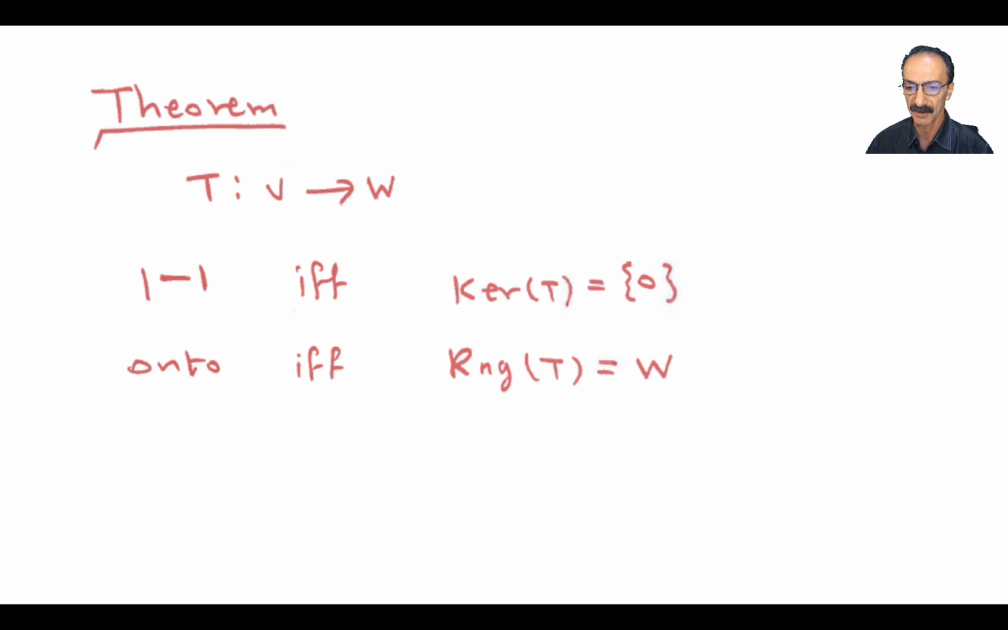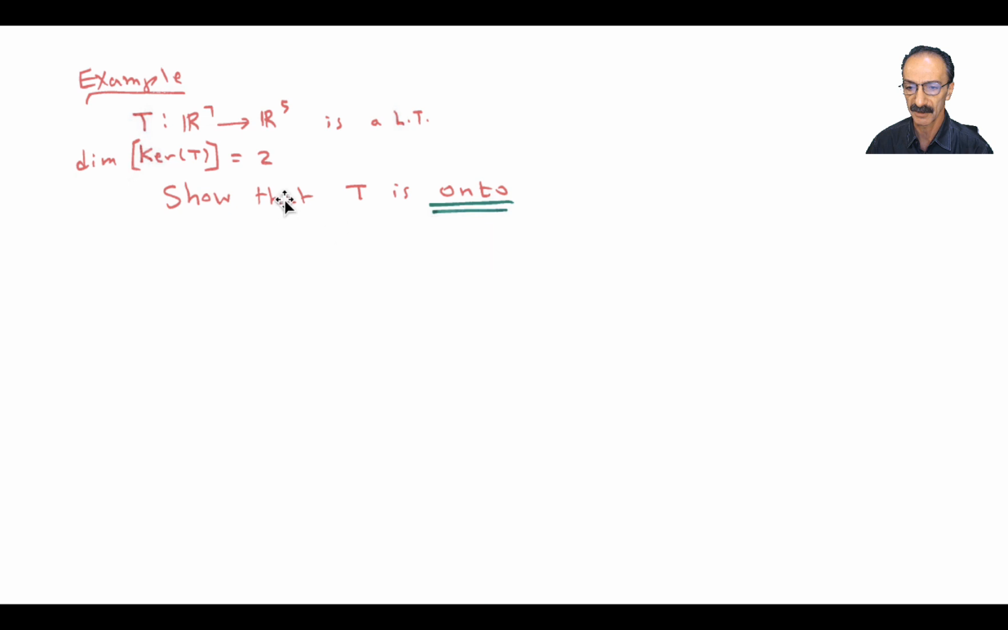Example. Let's show that the following transformation is onto. We're going from R^7 to R^5, given as a linear transformation. And I'm also given that the dimension of the kernel of T equals 2.